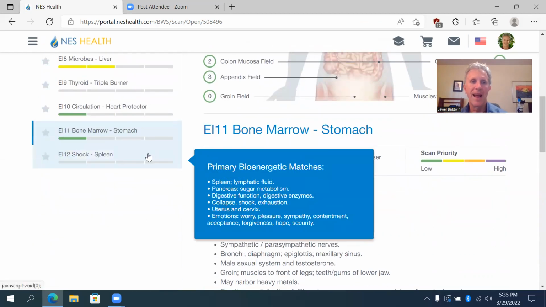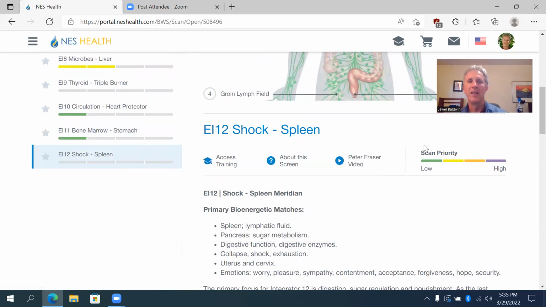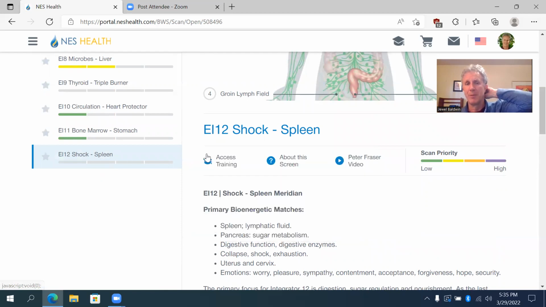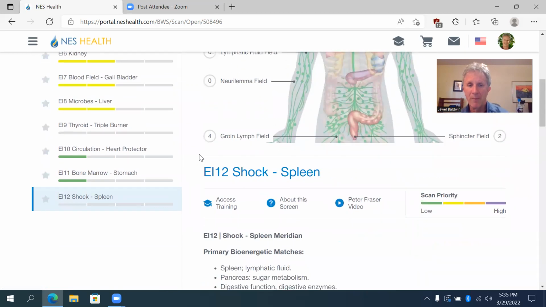And the last integrator is EI12, shock spleen meridian. They call it shock spleen because when this is out of balance, it can often be as a result of shock, a trauma to the system, emotional shock or trauma. And when people are worn out, when I first started doing NES after being ill for some years, this came up a lot for me, shock spleen meridian. Had to support that, and now it doesn't come up very often at all.